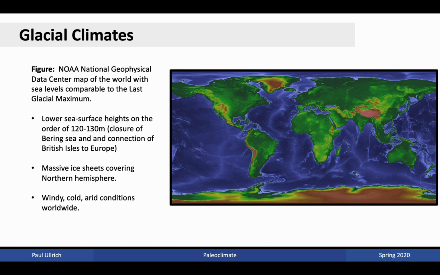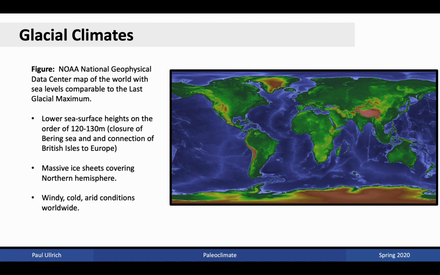Now that we've considered greenhouse climates, let's consider the opposite, namely glacial climates. The last example of a glacial climate occurred approximately 21,000 years ago. During this time, much of the ocean water was locked up in the form of land ice. This led to much lower sea surface heights, on the order of 120 to 130 meters lower than they are today. Consequently, we see features like the Bering Strait now closed, replaced with the Bering Land Bridge. This is presumed to have been the method by which humans then moved from Asia to North America.